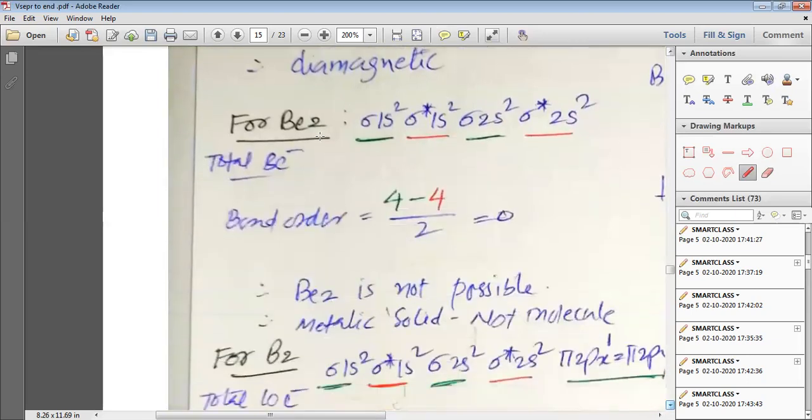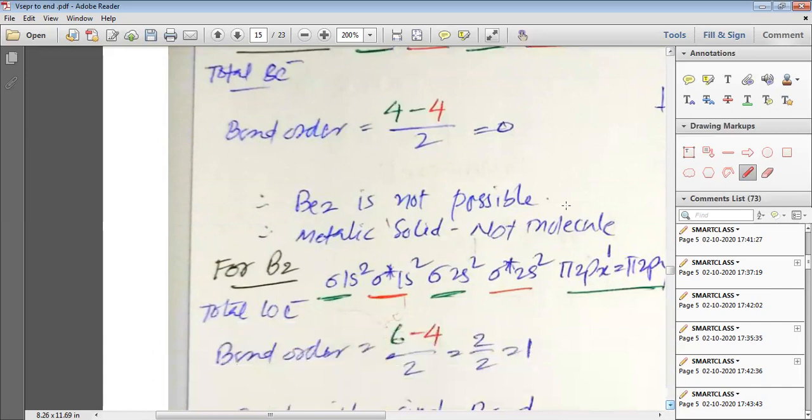When we look at the Be2 molecule, there are a total of 8 electrons. So the electronic configuration can be written as sigma 1s2, sigma star 1s2, sigma 2s2, sigma star 2s2. With the green underline we have 4 electrons, and with the red underline we have 4 electrons. I have written those numbers with the green and red colored pens. So bond order is equal to (4 minus 4) by 2, that is 0, and that is why we can say that Be2 is not possible. It is a metallic solid. It does not exist as a molecule.